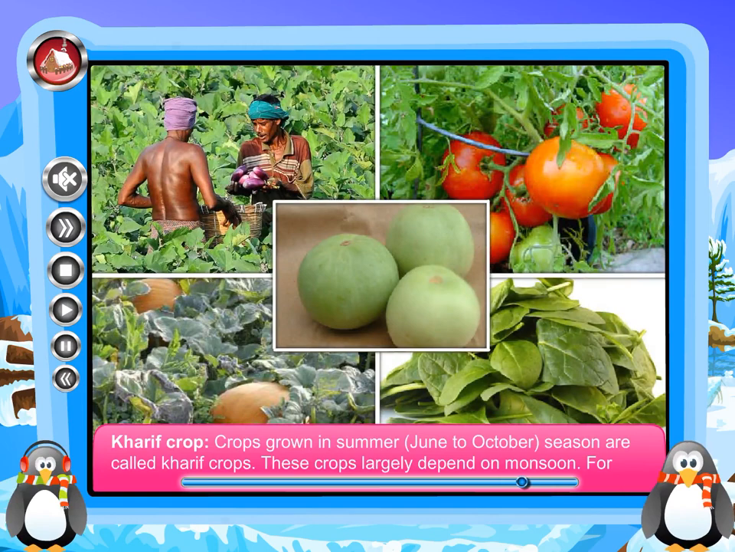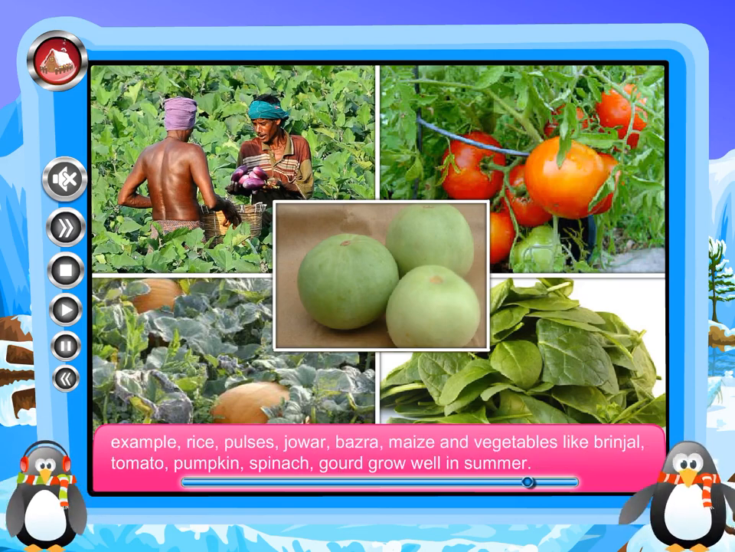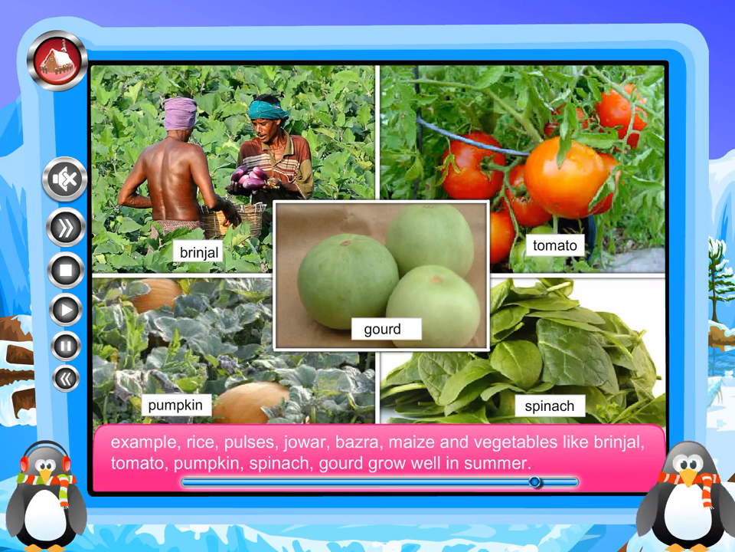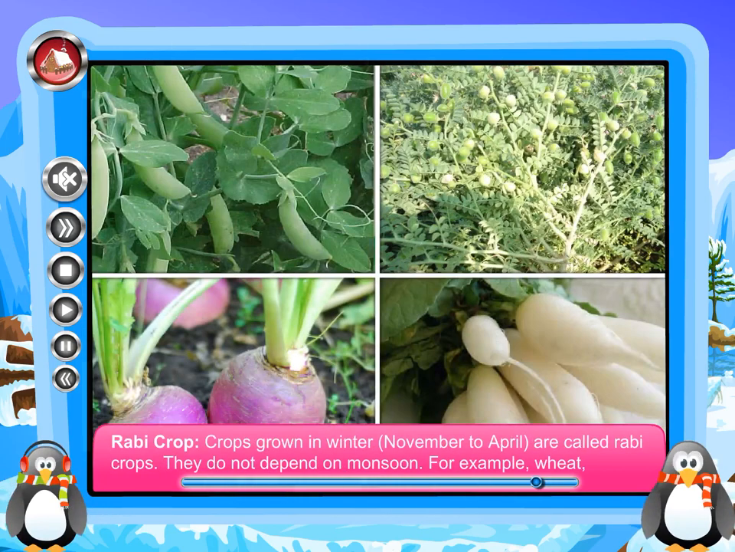Kharif crop. Crops grown in summer, June to October season, are called Kharif crops. These crops largely depend on monsoon. For example, rice, pulses, jowar, bajra, maize, and vegetables like brinjal, tomato, pumpkin, spinach, gourd grow well in summer.